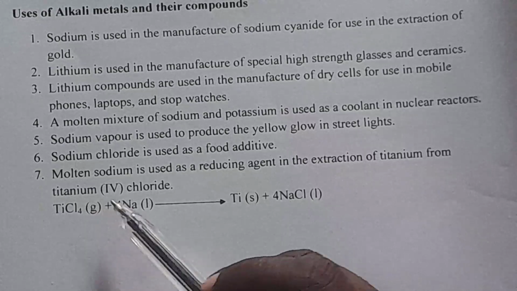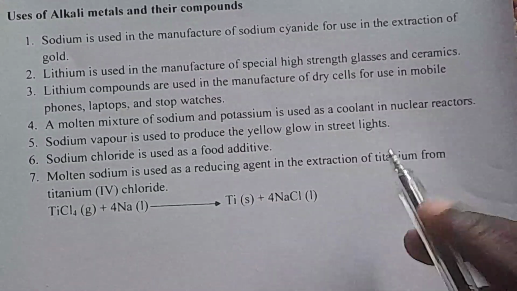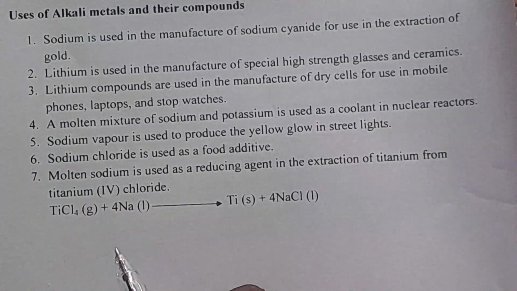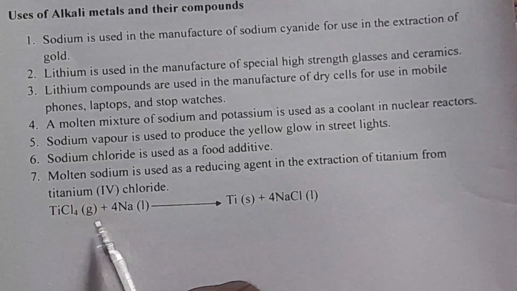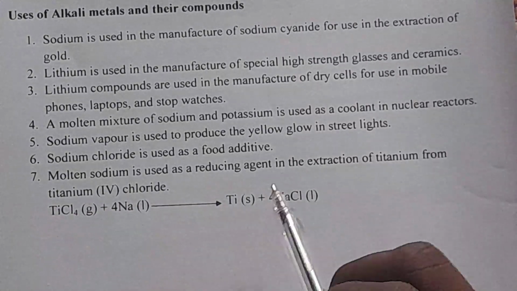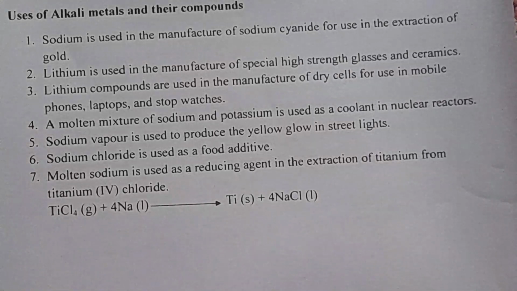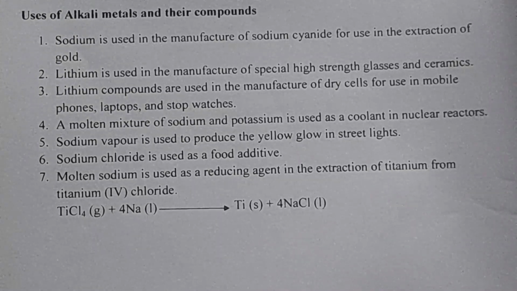Number 7, molten sodium is used as a reducing agent in the extraction of titanium from titanium(IV) chloride. And we are given the equation for that. Here we have titanium(IV) chloride plus molten sodium giving us titanium metal, a solid, and here we have sodium chloride. So we are done with alkali metals. That's the end of our lesson.